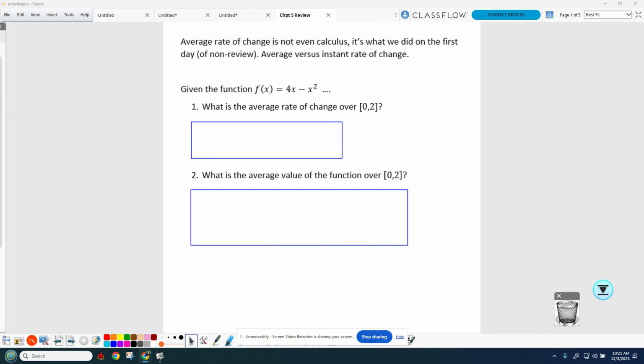So try those two problems, and we'll talk about what the difference is.